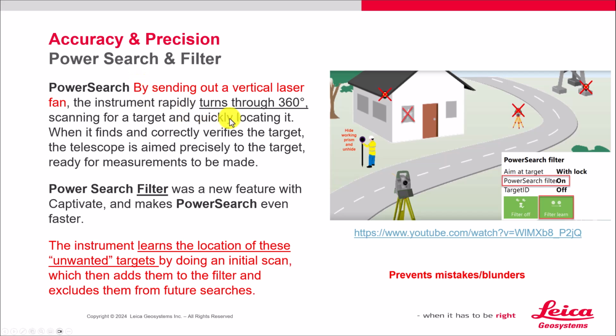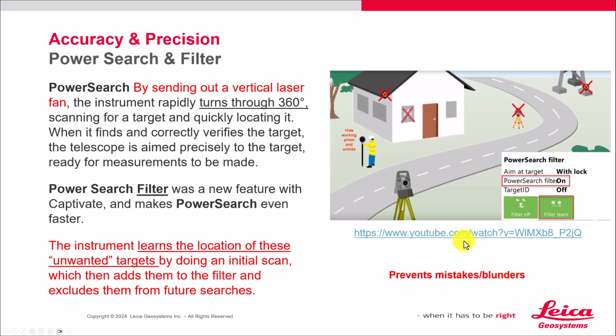Now we also have some functionality called a power search and filter. By sending out a vertical laser fan, the instrument rapidly turns through 360 degrees, scanning for targets. And then using the power search filter, the instrument learns the location of these unwanted targets from that initial scan and then adds the real ones to the filter and excludes the bad ones. This doesn't work on accuracy and precision, but remember, we have the mistakes and blunders errors. So that will help out with that.